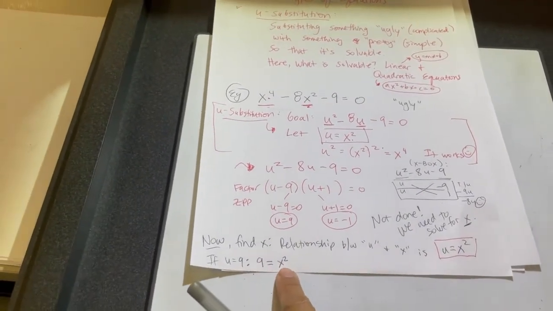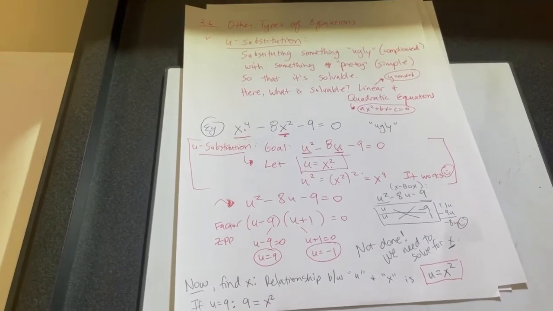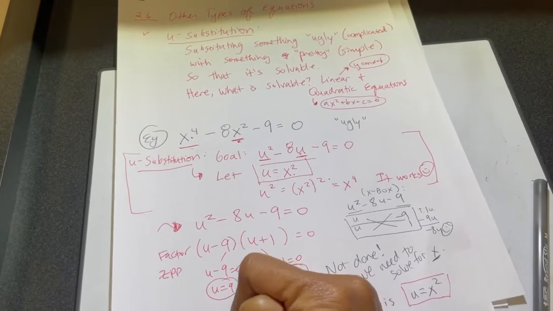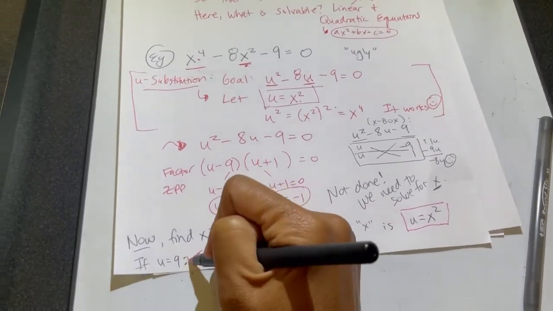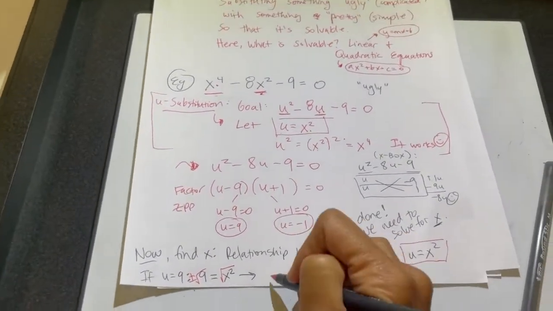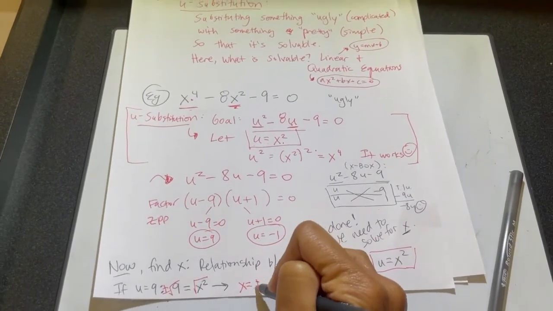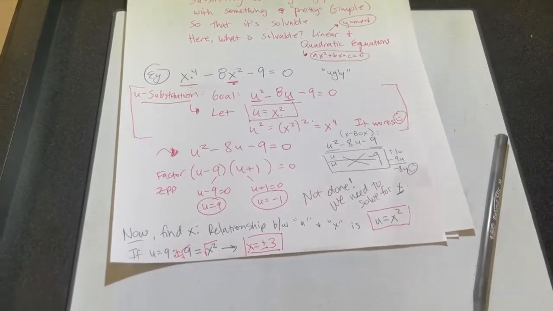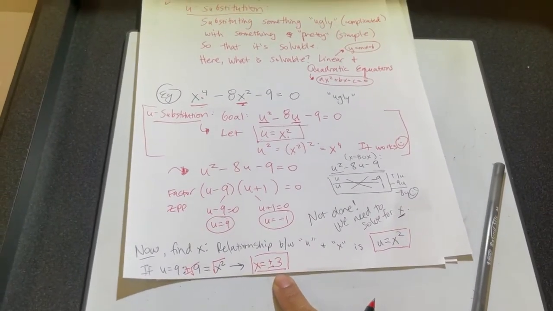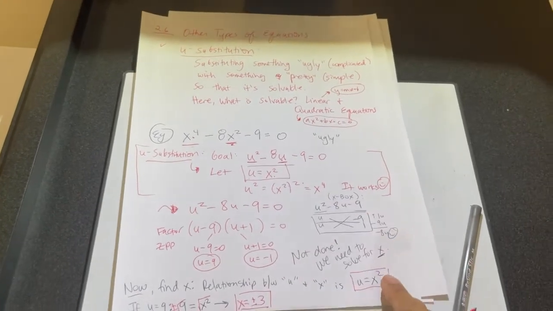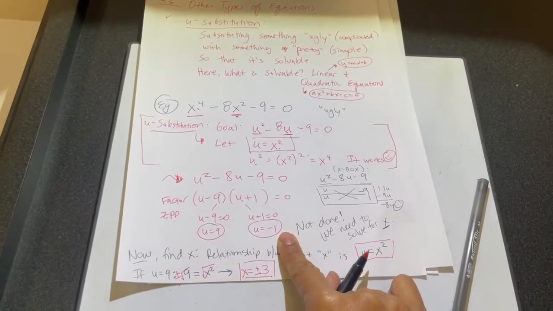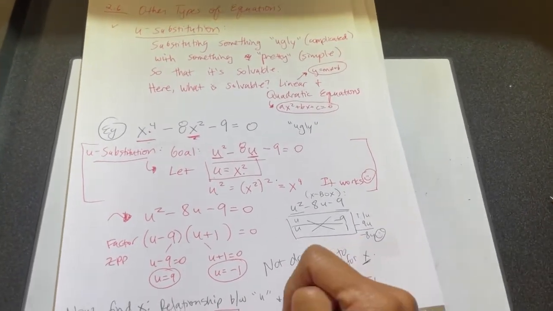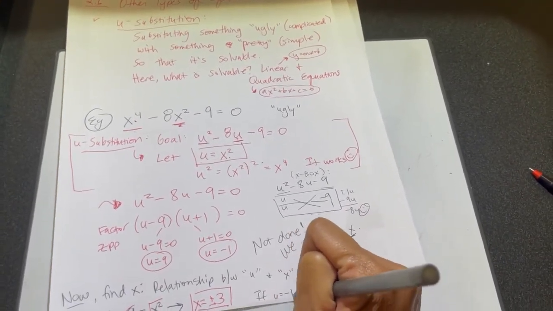How do I solve for x? I'm going to square root both sides. If I square root both sides, what do I need when I square root? Plus or minus. So what is x equal to? Plus or minus 3, because the square root of 9 is 3. Okay. Let's go ahead and do that with u equals negative 1. So if u equals negative 1, go ahead and try that.